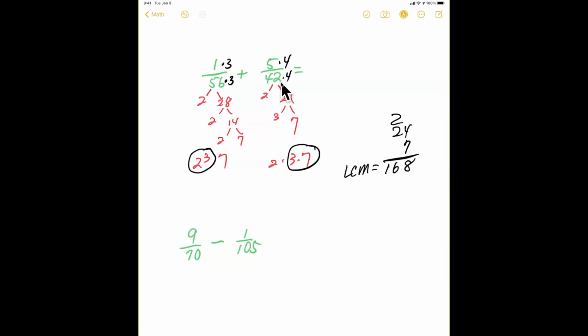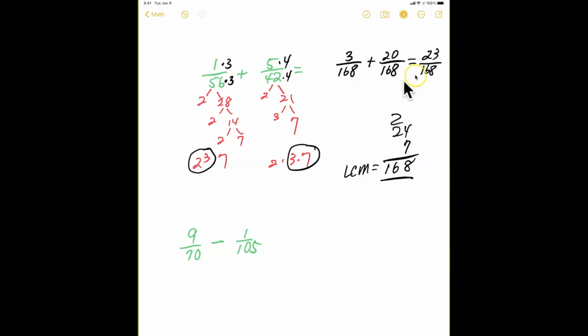So the first one, 3 times 1 is 3. 3 times 56 is 168, right? That's what we were working on. And we're going to add to that 4 times 5 is 20. And 4 times 42, that's 160 plus 8, 168. Well, now we can almost do it in our heads. 3 plus 20 is 23 divided by 168.